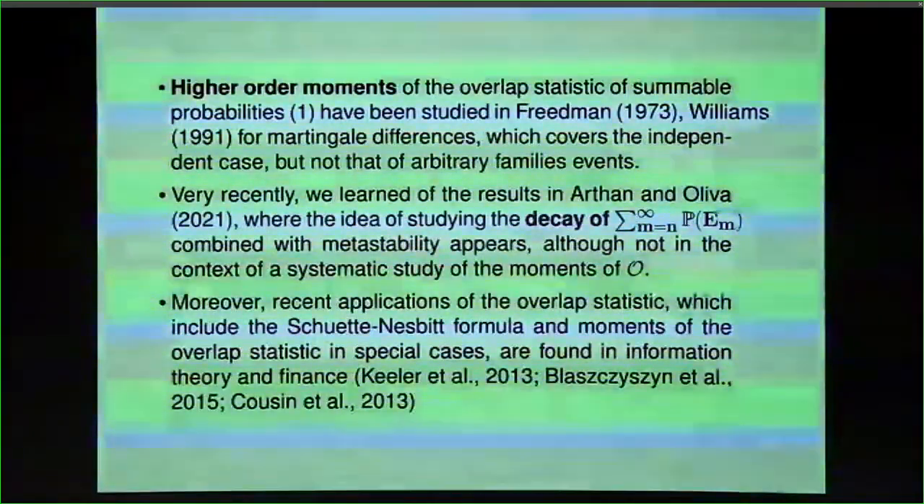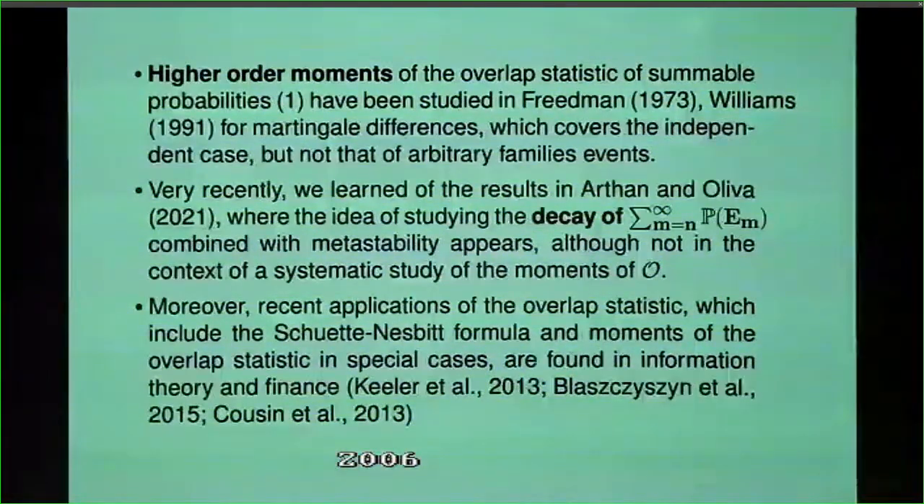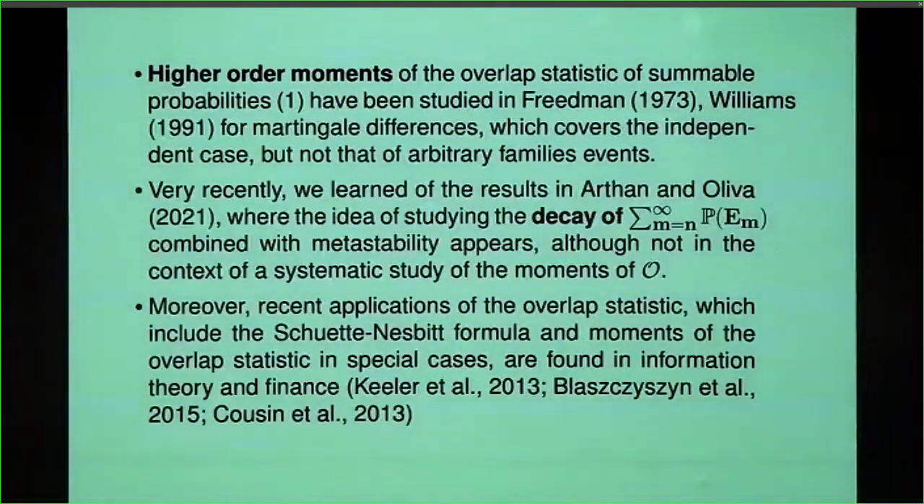So, okay, here are some things which have been done before. For example, there have been results about martingale differences by Friedman and also in Williams. Then we saw some very recent results where a certain decay of the tail of the summable probabilities appears. And there are applications of the Schütte-Nesbit formula which have been recently in information theory, just to see that the literature is correct and it's complete what has been done there.